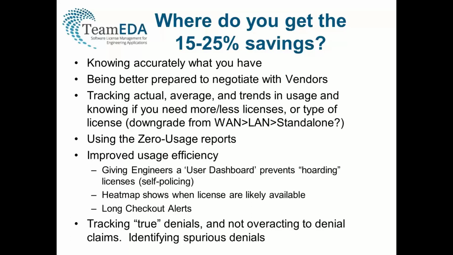licenses. Then the heat map graph helps you understand when a license is likely to be available. And the long checkout alerts help you send out warnings to users to remove licenses which are being used for a longer period of time. And then the denials report, that is, tracking the true denials and not overreacting to denial claims, helps you not overpurchase licenses. So thereby you'll be able to easily save 15 to 25% on your annual license costs.